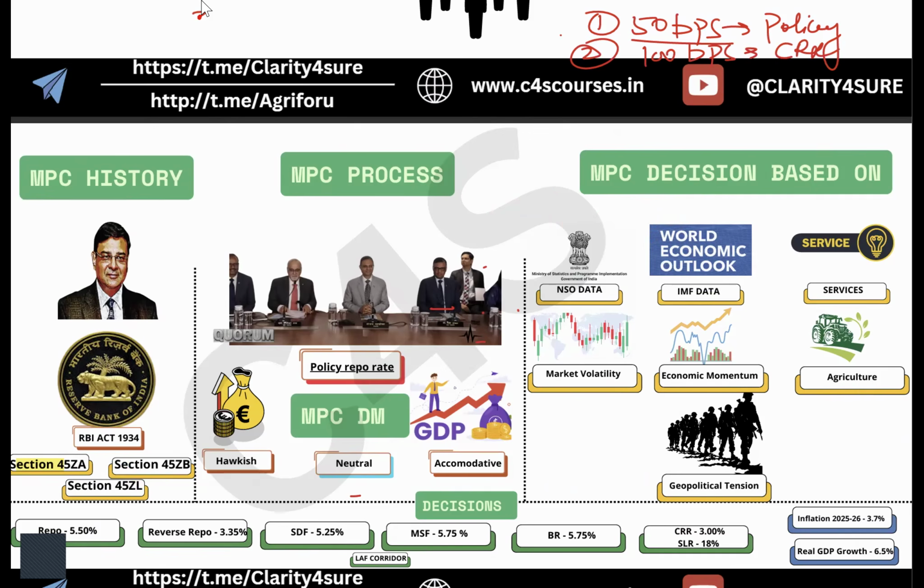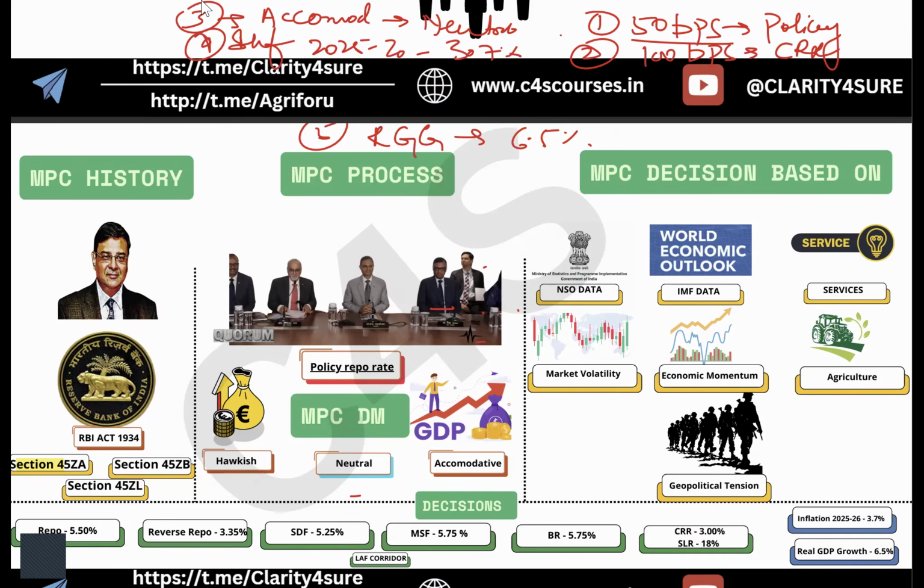The third announcement is a change in stance from accommodative to neutral. The fourth announcement is the inflation projection for the year 2025-26, which has been set at 3.7%. And the fifth announcement is related to real GDP growth, that is around 6.5%. So these main 5 points you should remember for your examination. This will obviously be asked, and one of the points can certainly be asked in your examination, the 5 points.